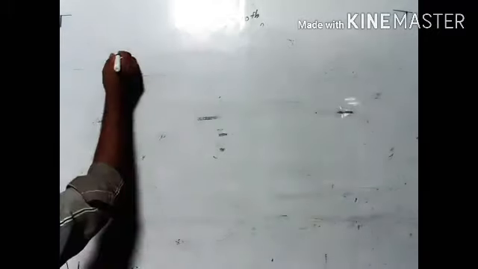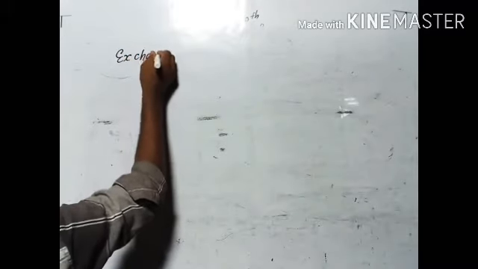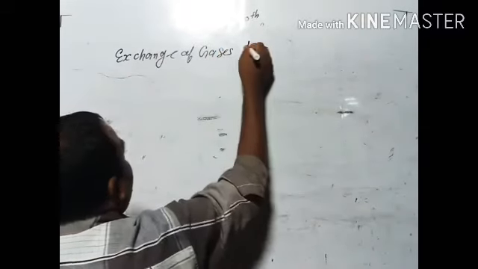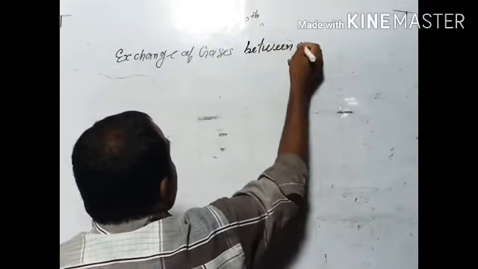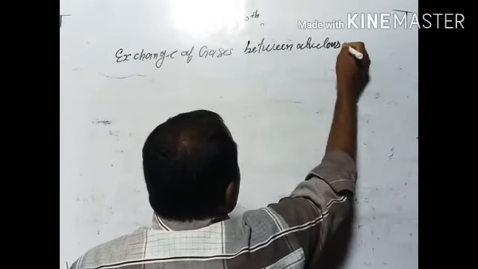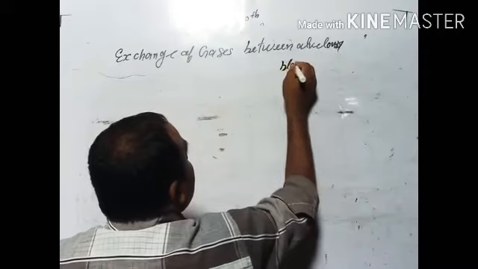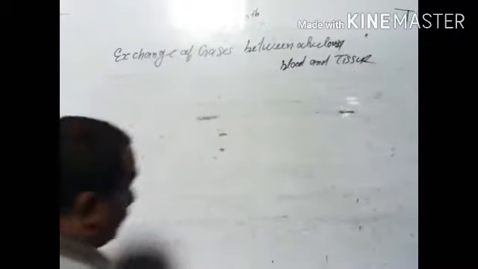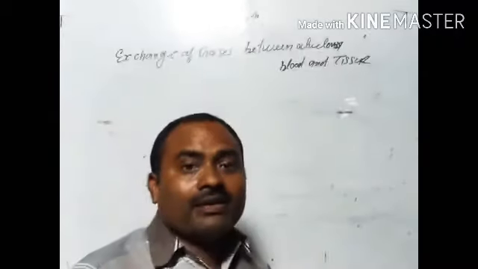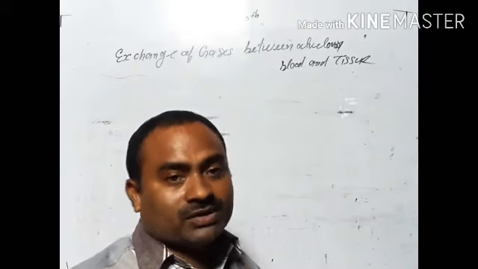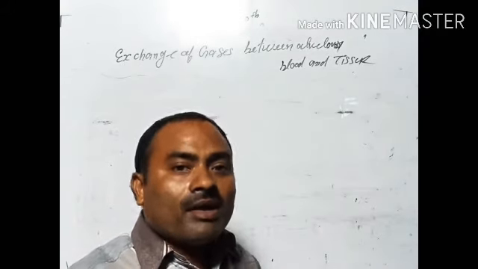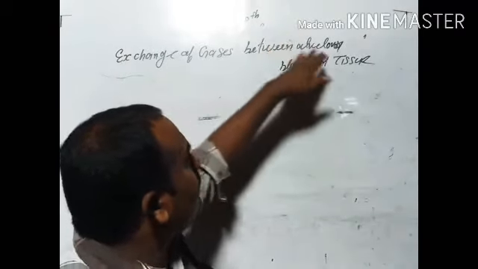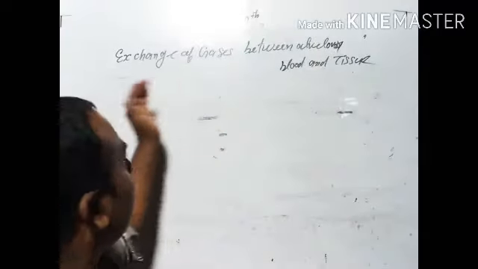Then next heading: exchange of gases between alveolus, blood and tissue. We know that our air enters the lungs. Then the air or oxygen enters the alveolus, then blood, then tissue. Let us discuss it.